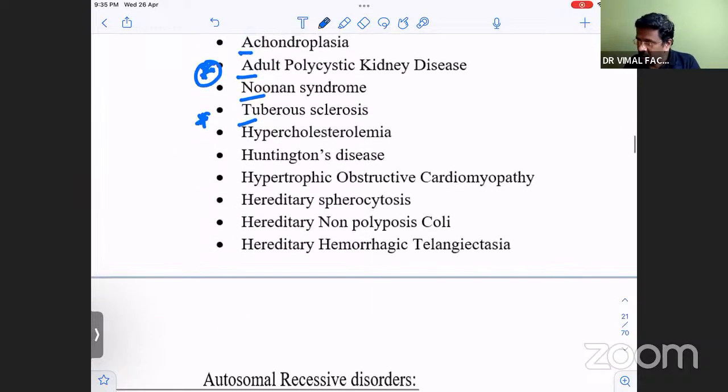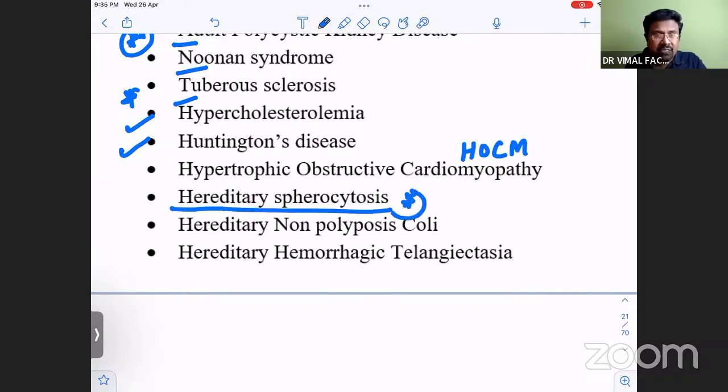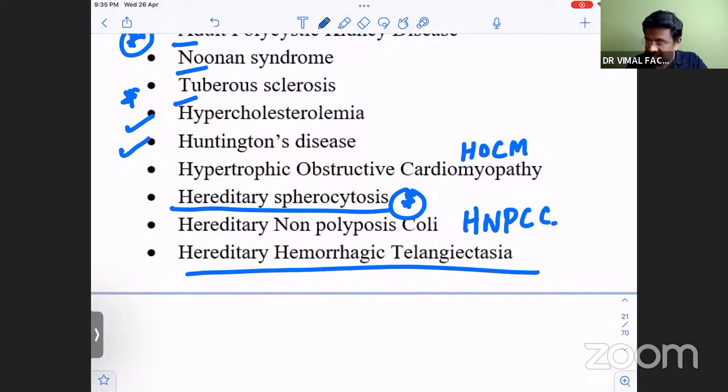Okay, then remember all this H. That is hypercholesterolemia, Huntington chorea, hypertrophic obstructive cardiomyopathy, hereditary spherocytosis, hemolytic anemia. Please remember. Then HNPCC, hereditary non-polyposis colonic cancer, and HHT, hereditary hemorrhagic telangiectasia. All these H are autosomal dominant. So if a disease first starts with H, first think in your mind that it can be autosomal dominant. Common diseases, these are all the things.